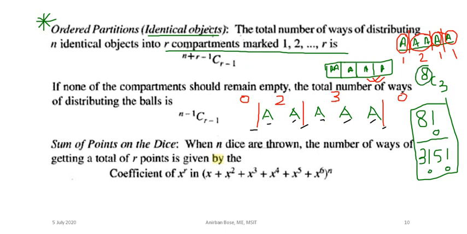What was our general problem? In our case this n was 5. In our case this r was 4 because we want 4 compartments. So this term is basically in general n plus r minus 1, and this is nothing but, in our case, 8. Okay, and r minus 1 is what? In our case r was 4, so r minus 1 was 3, so our answer was 8C3.